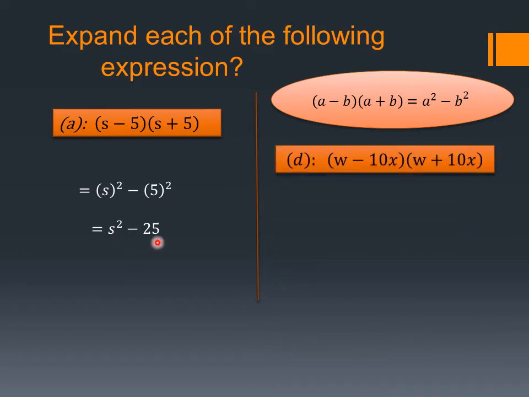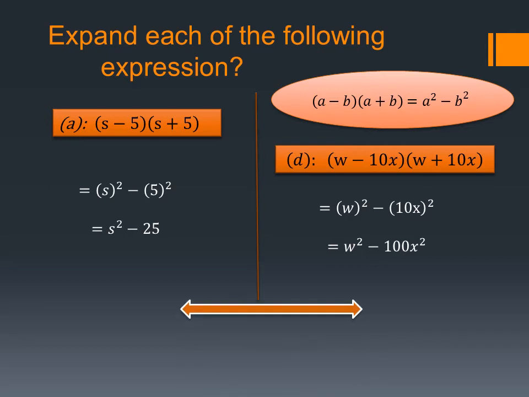Part D of this question number 3 is (w minus 10x) and (w plus 10x). Both the brackets have the same terms with opposite signs. It means our formula of difference of squares will be applied. So a will be replaced by w and b will be replaced by 10x. Writing the square of w minus the square of 10x, we will open the squares. We will take the square of 10 first, which is 100, and then x, which is x square. w whole square is w square.